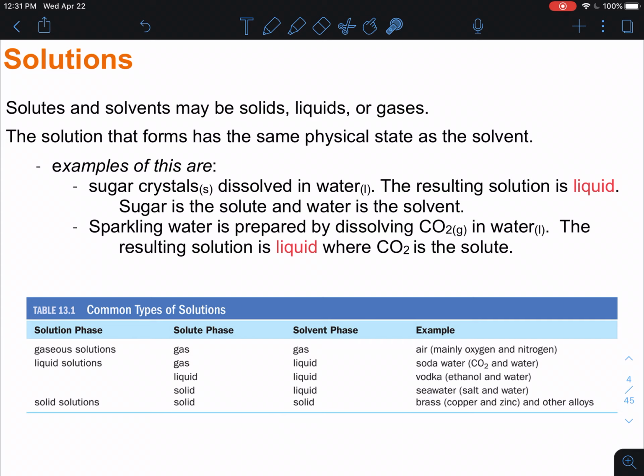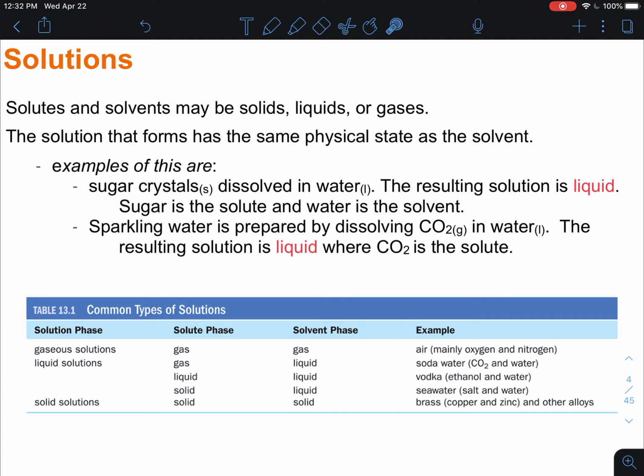So solutes and solvents may be solids, liquids, or gases. Some examples, again, are sugar. It's a solid, it's dissolved in water, and the resulting solution is a liquid, okay? That is because, again, a solution that forms has the same physical state as the solvent.